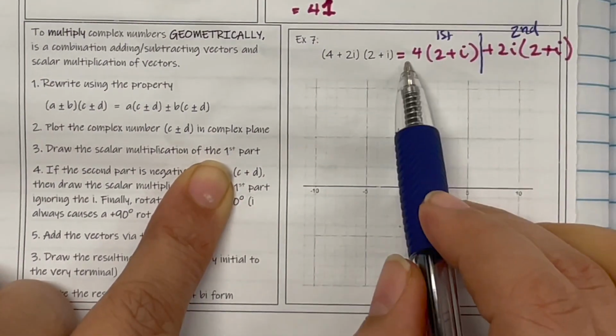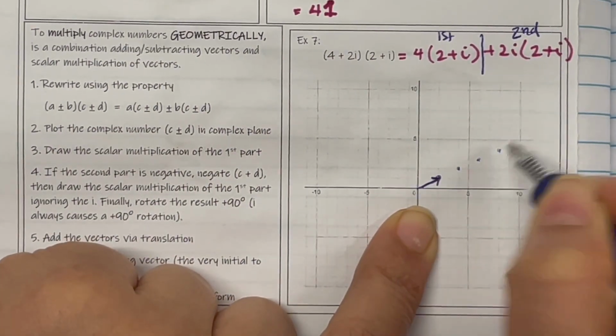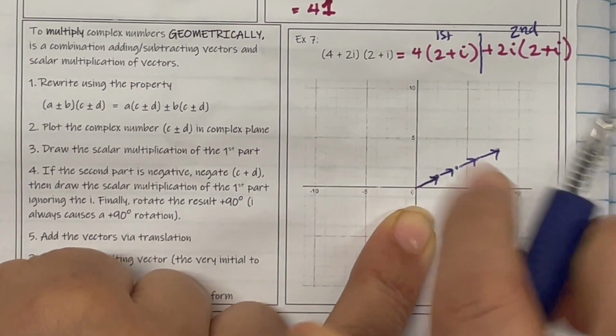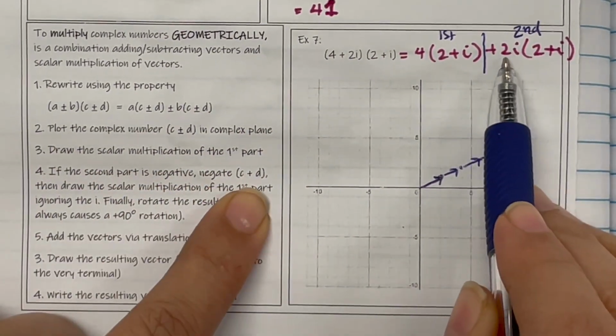All right, so that's going to be the first part, then the second part. So we'll do the first part first. So we need 4 of these. So right 2, up 1, 4 times. 1, 2, 3, and 4. Okay, perfect. Now we're going to do the second one, which is going to say 2i.